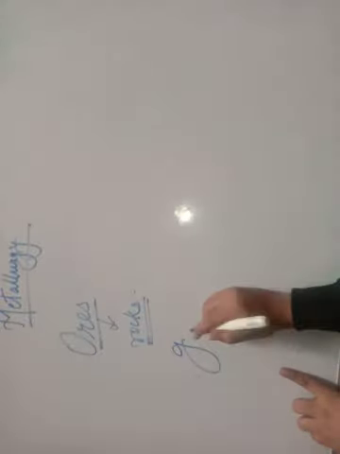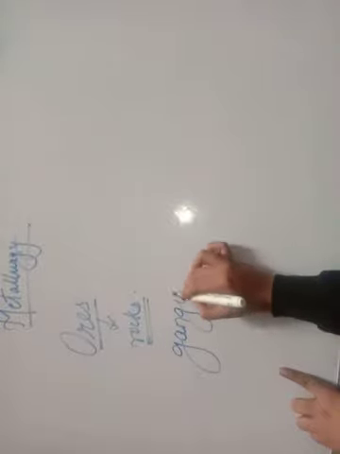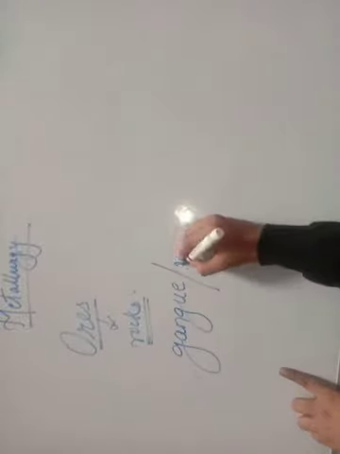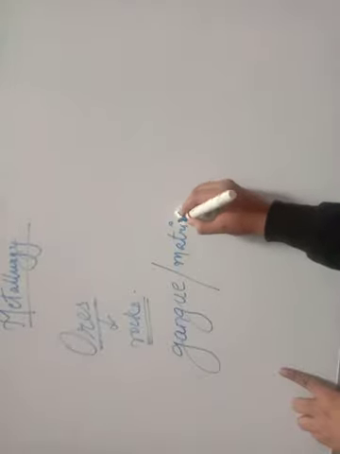Now in ores, other than the minerals, some earthly impurities are also present, and those earthly impurities present in the ores are known as gangue. But you should pay attention to the spelling. The pronunciation is gangue, but the spelling is G-A-N-G-U-E. It is also known as matrix. So what is gangue or matrix? Gangue or matrix are the earthly impurities present in the ores. I hope you have understood what ores are, what metallurgy is, and what gangue is.